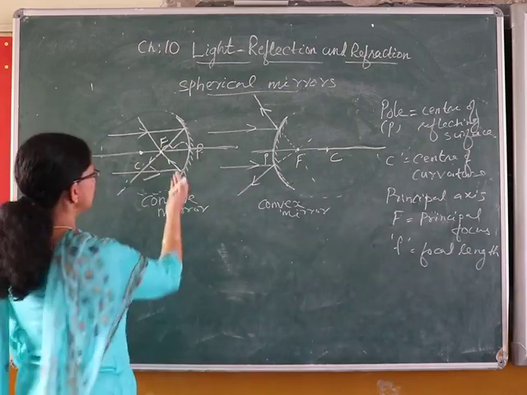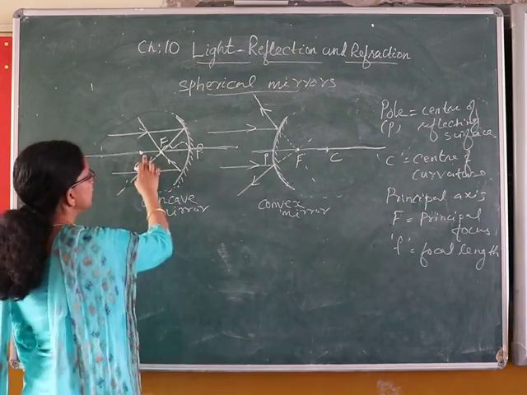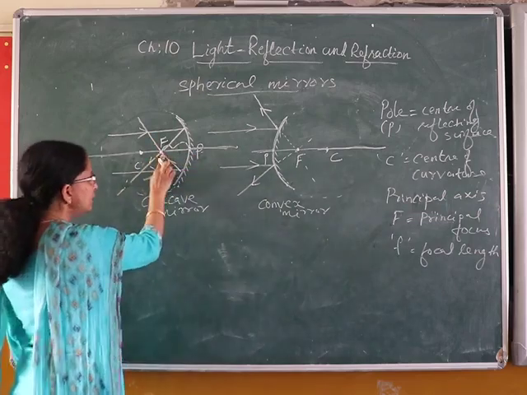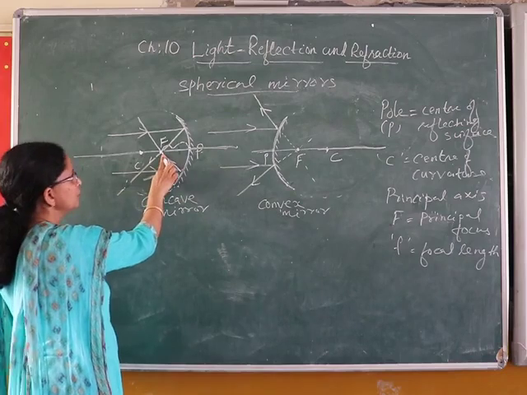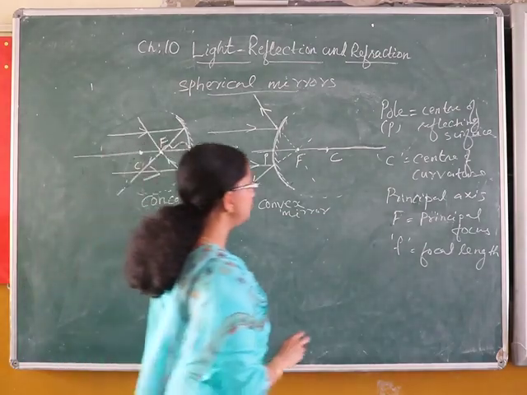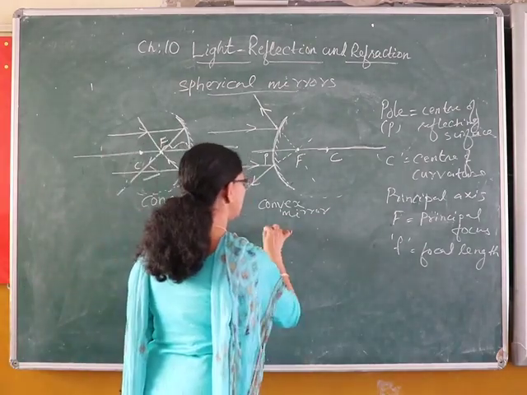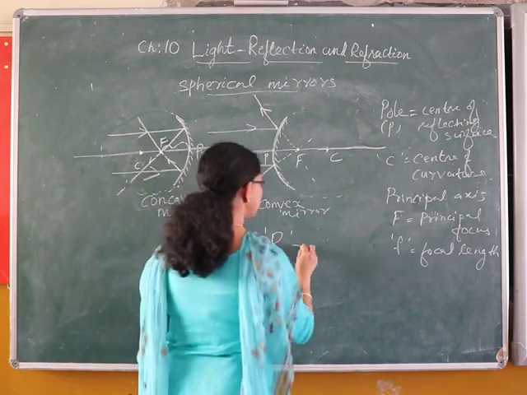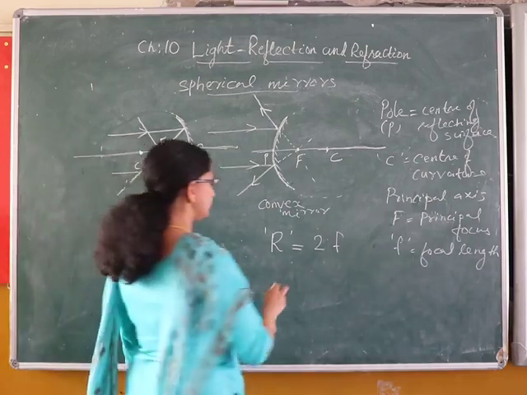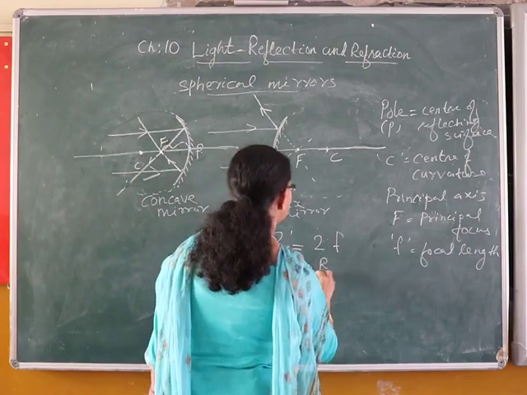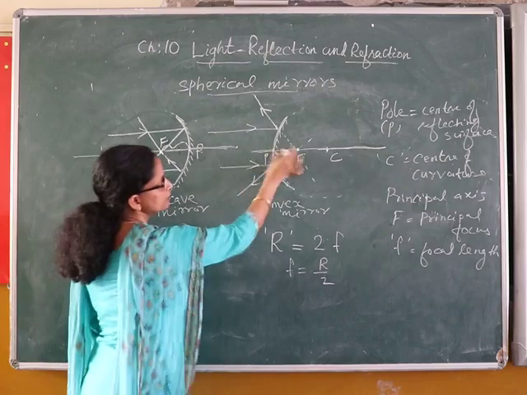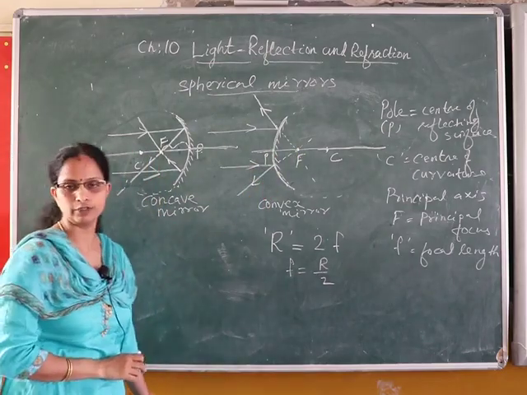So we can find a relationship between the radius of curvature and focal length. CP is the radius of curvature, and the exact midpoint is the principal focus, so half of the radius of curvature is the focal length. So the radius of curvature is double the focal length. R is equal to 2F, or we can say focal length is always half of the radius of curvature. This is the relationship between the focal length and the radius of curvature.